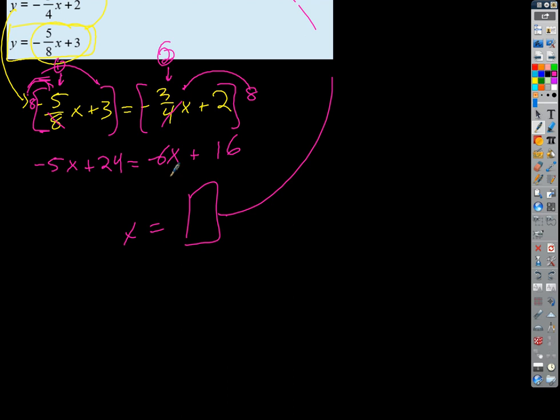If I add 6x to both sides, what do I get over here? What's negative 5x plus 6x? x. So x plus 24 equals 16. What's the last step? Subtract 24. And so what do I get then? What's 16 minus 24? Negative 8. So I get negative 8 for my answer.